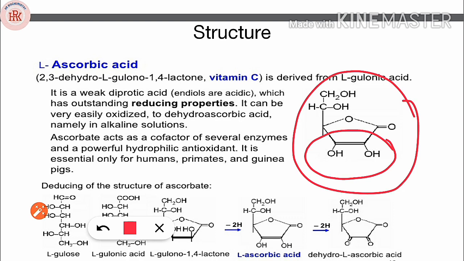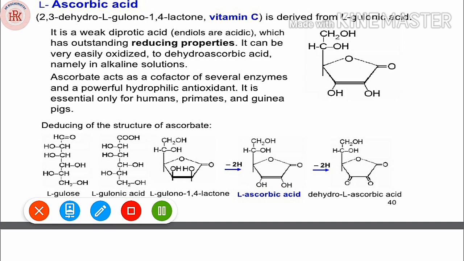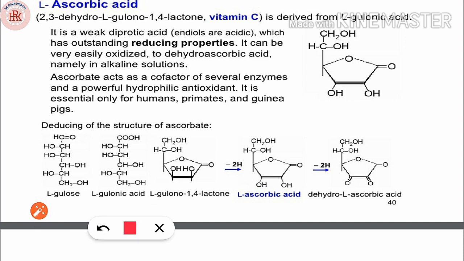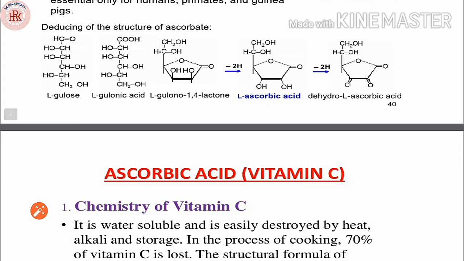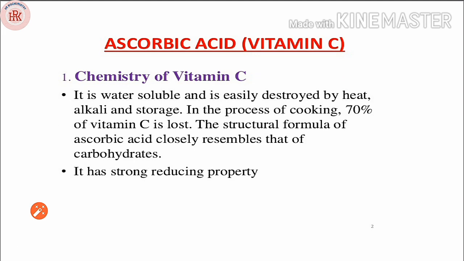And vitamin C is present in two forms. One is L-ascorbic acid and the second one is dehydroascorbic acid. These are interconvertible depending upon the chemical reaction they catalyze. Then we see some chemistry part.